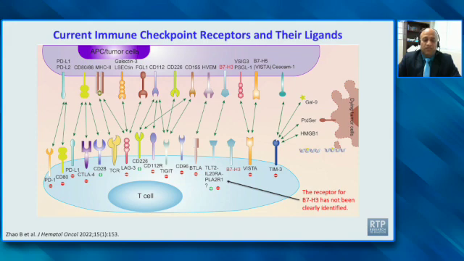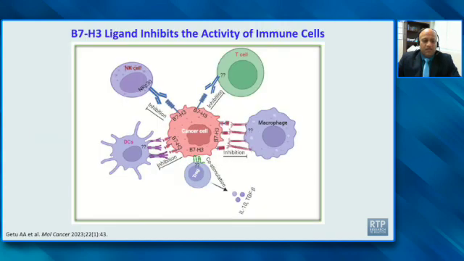B7H3 is a transmembrane protein, and as you can see on this slide, we're showing all the current immune checkpoint receptors and their ligands. You can see on the top the tumor cells, APCs, and on the bottom the T cells. What's interesting about B7H3 is that it has a lot of immune interaction, but the receptor for B7H3 has not been clearly identified. B7H3 ligand inhibits the activity of immune cells, so it serves a co-inhibitory function as well as a co-stimulatory function. There are certainly many interactions that B7H3 has with the immune system and immune cells.